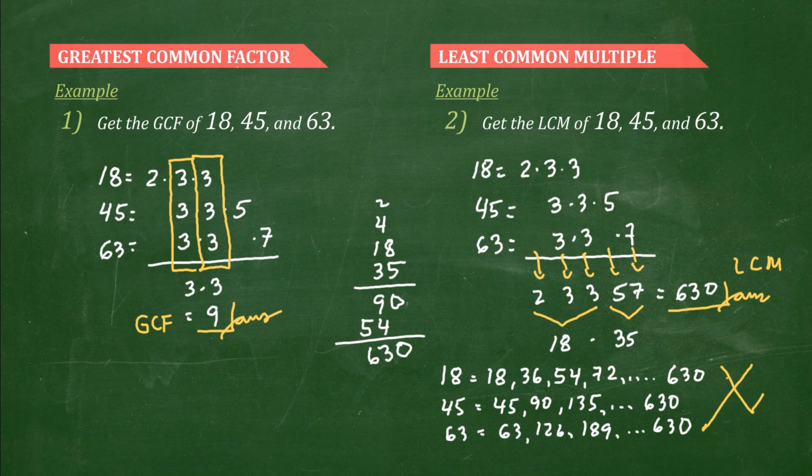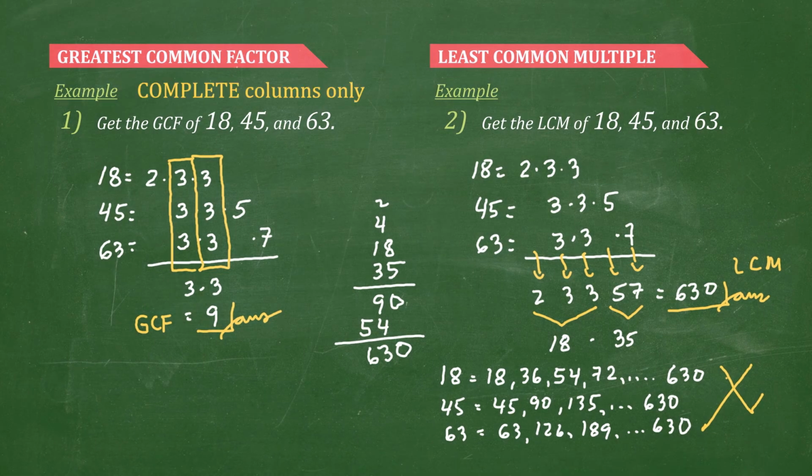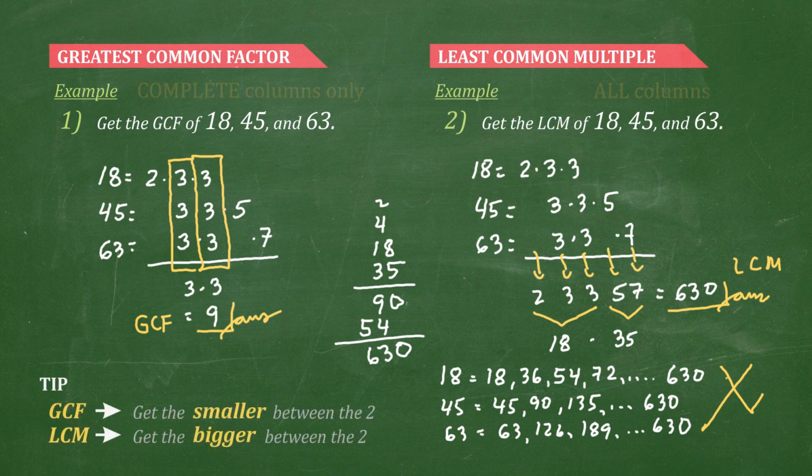Just remember, GCF bring down the complete columns only. LCM bring down all columns. If ever that is confusing for you, here's a tip. That is, if you're great at memorizing, simply get both values every time. The smaller value is the greatest common factor, while the bigger value is the least common multiple. It's counterintuitive, I know, but hey, that is one way to remember.